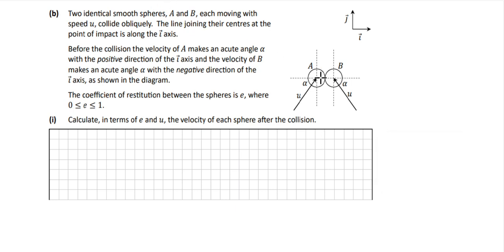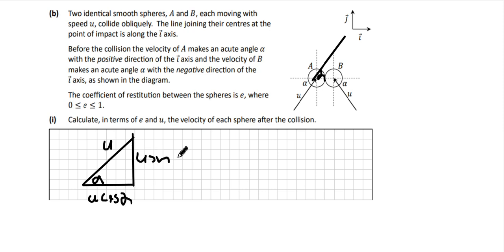So what I'm going to do is extend this line further out, and then what you'll find is that for the first particle, you're using almost like opposite angles. That's angle alpha there, and that's u. And then you simply get u cos alpha and u sine alpha. It's in the opposite direction, but the other one does the exact same thing, except going to the left instead of going to the right.